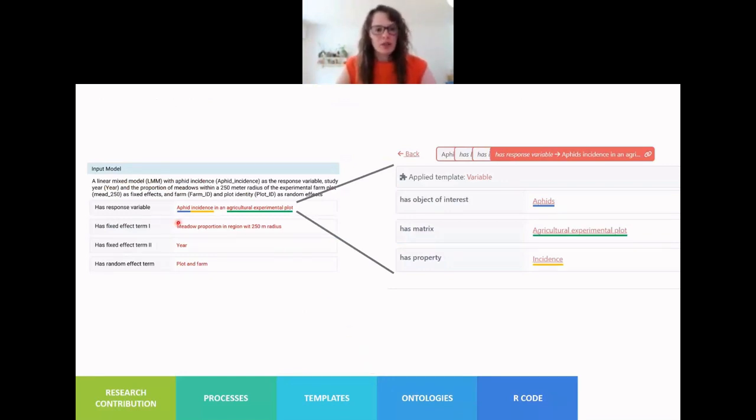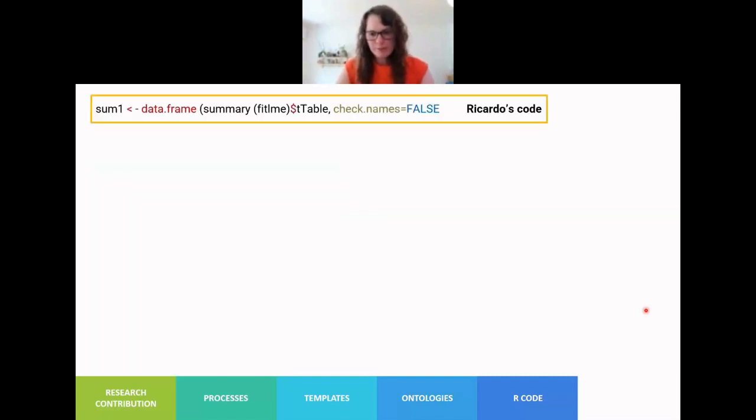So for example, if we look at this phrase, aphid incidence in an agricultural experimental plot, we can break down the different phrases and link each of them to a separate ontology. So for example, aphids links to that ontology that I showed you earlier. We can also link to an ontology on incidence. So now the computer understands that we're talking about the incidence of this particular pest. And we also show how these different terms are related to one another. So in a way, we're kind of acting like a language translator. So we're translating human language into computer language.